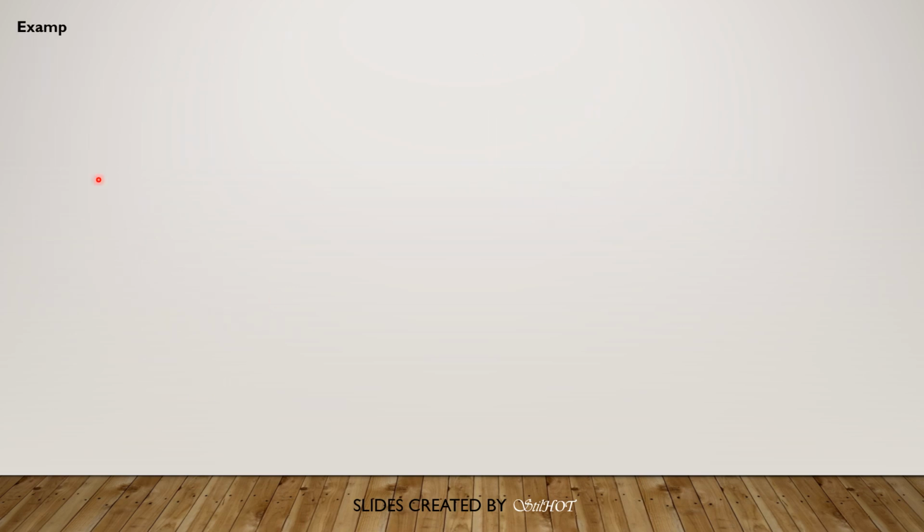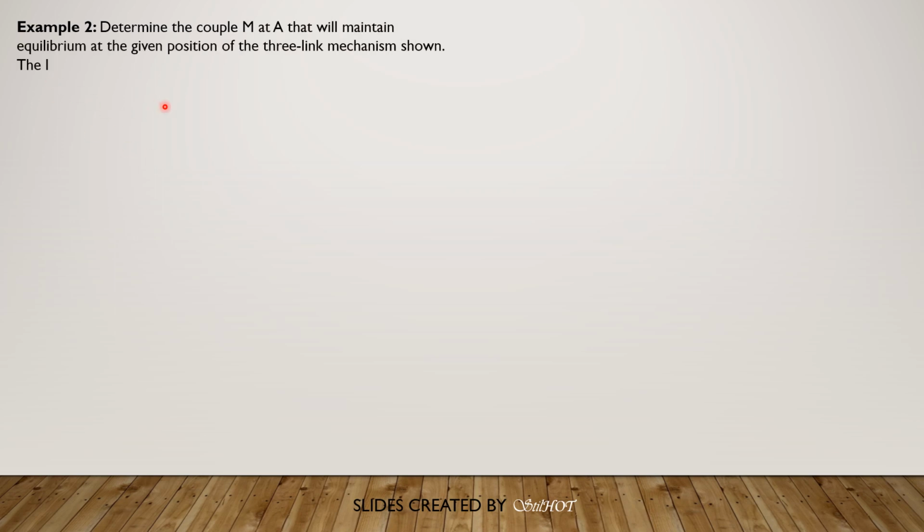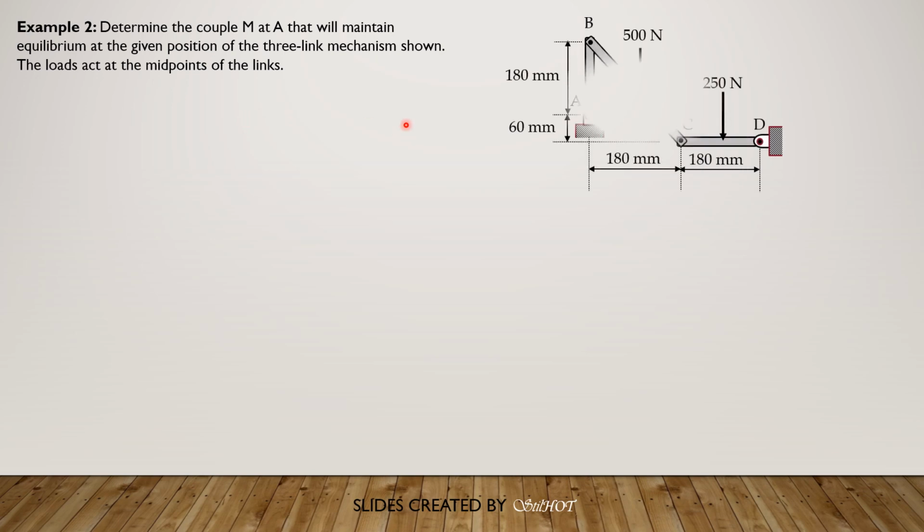So let's have the solution of example 2. Determine the couple M at A that will maintain equilibrium at a given position of the three-link mechanism shown. The loads act at the midpoints of the links. So this is the given figure. Remember that the loads act at the midpoints of the links. So first, let's have the component reactions at A and D. So these are the assumed directions.